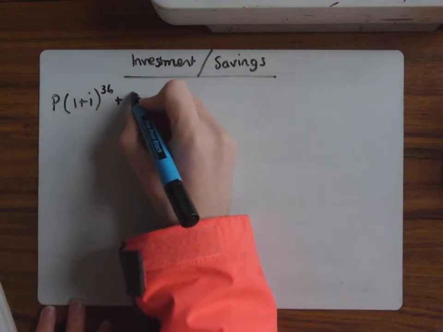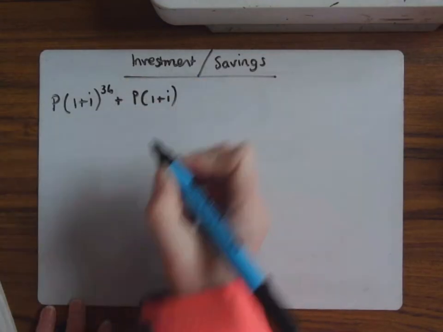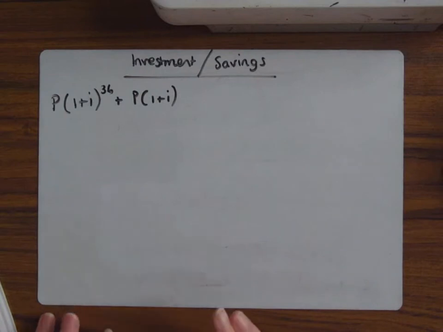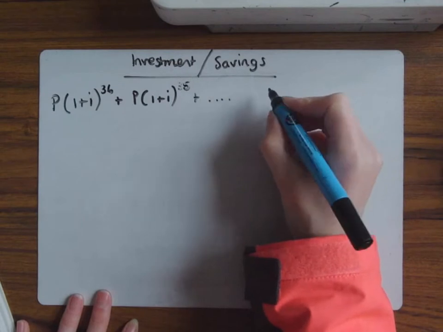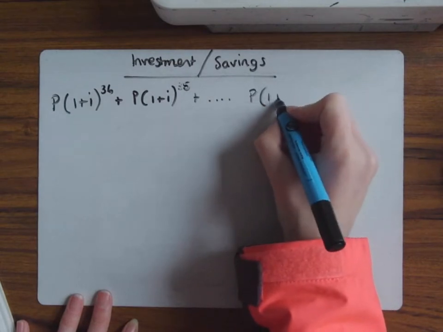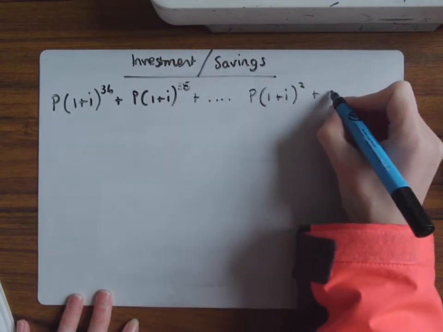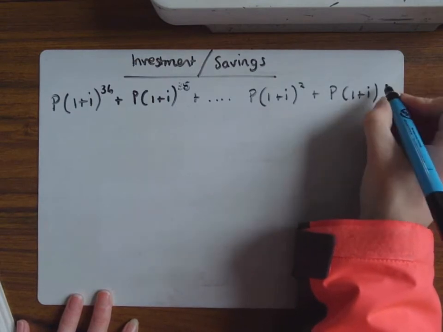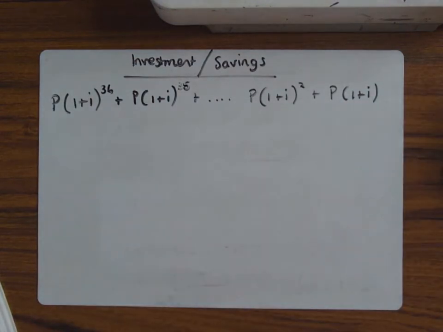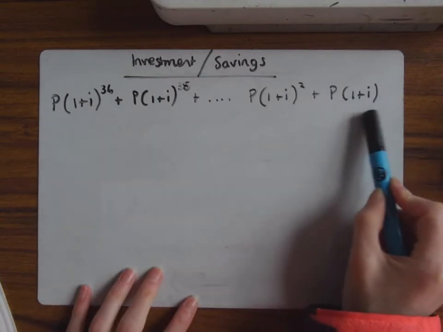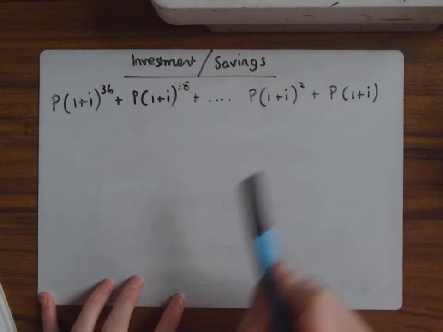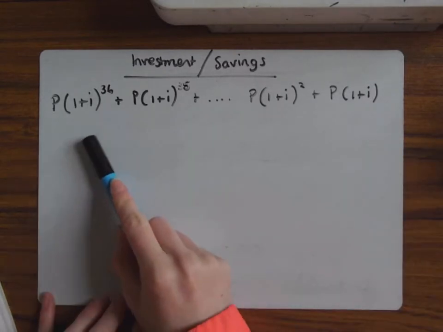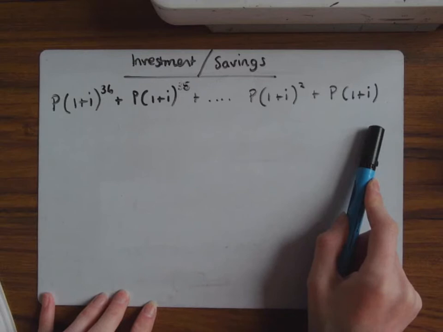The next month, how many months is it in there for? 35. Up until the second last month, and then the last month. So when I put that money in on the last month, it's actually just earning interest for that month. It's in there for 1 month. Okay? So you end up with this series of numbers.